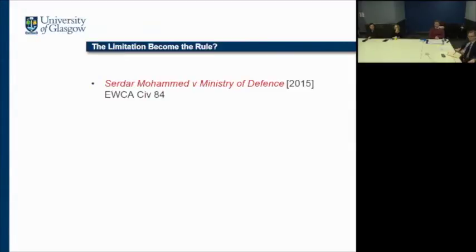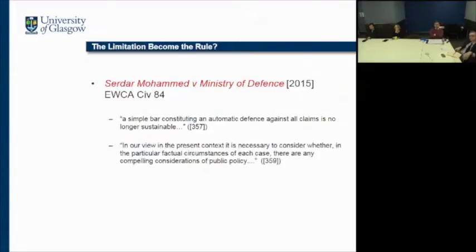And that gave rise to a principle of immunity called the Domestic Act of State Doctrine, that you're not allowed to sue in tort a Crown agent exercising Crown functions. Quite happily, the Court of Appeal here refused to apply that immunity, and the dicta were just wonderfully helpful for my PhD. "A simple bar constituting an automatic defence against all claims is no longer sustainable. And in our view, in the present context, it is necessary to consider whether, in the particular factual circumstances of each case, there are any compelling considerations of public policy."